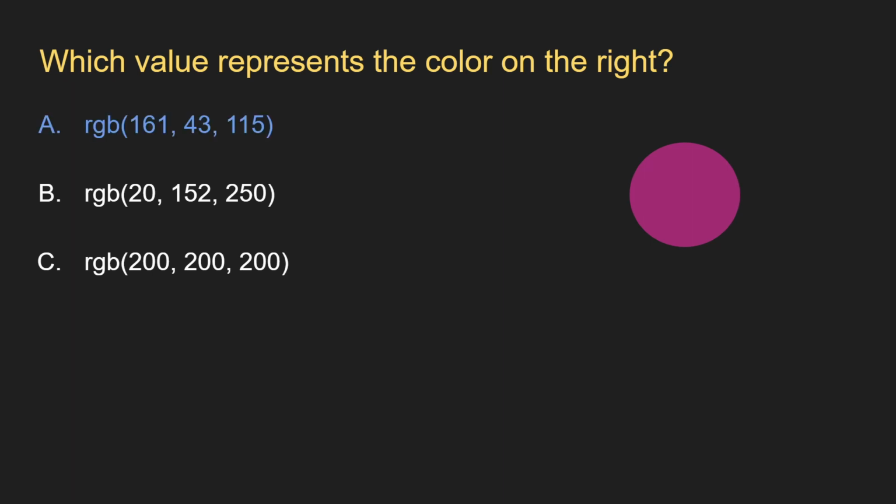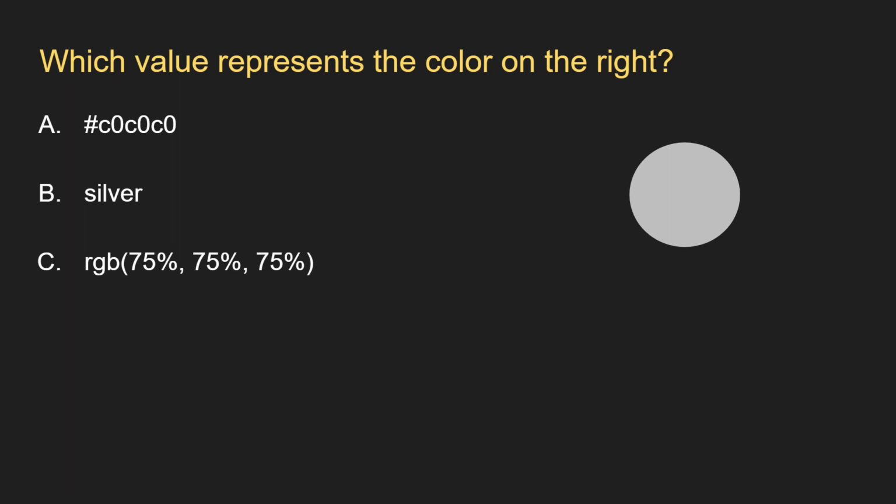Of course, the correct answer is A, where we can see in our RGB function, the red color has the highest value, then we have the smallest value for the green color, and some medium dose of the blue color, which makes the effect on the right exactly as you can see. Now let's go to the last question.